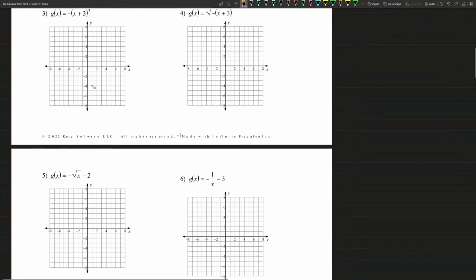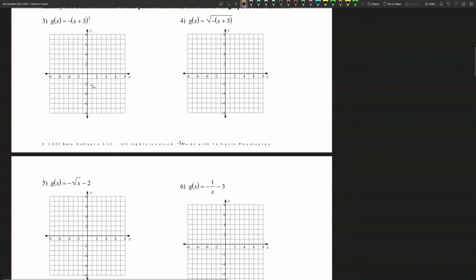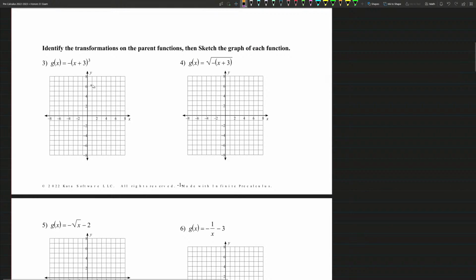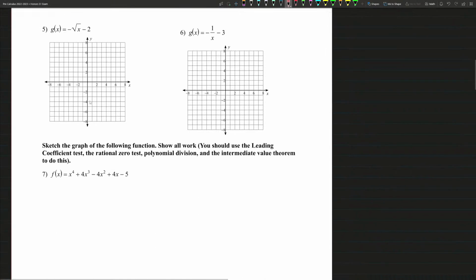Number 3, 4, 5, and 6 have to do with transformations. I'm asking you to draw a picture of the graph. This should be really easy because you have a calculator, but on top of this I want you to identify the transformations, right? Looking at number 3, you should be able to understand that it's shifted left 3 units and upside down. That's part of the problem. That's the same for 3, 4, 5, and 6.